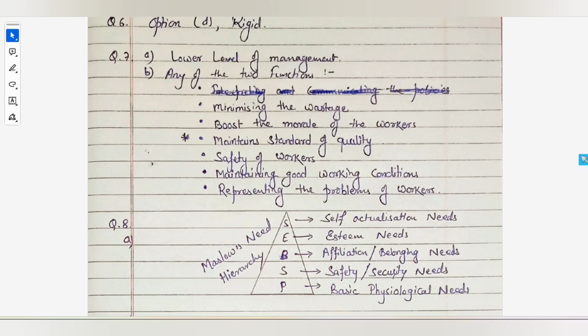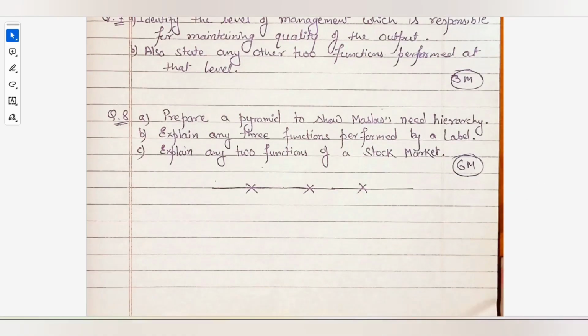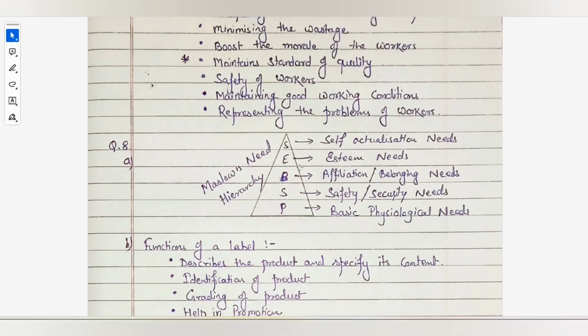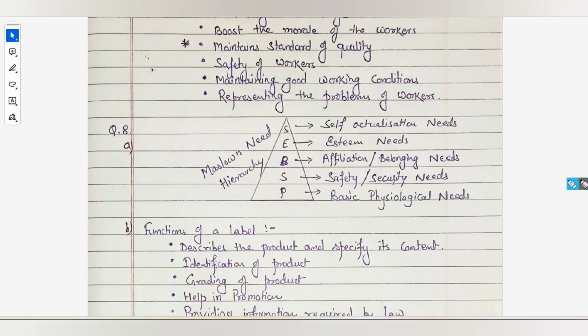Now let's move to the last question of the worksheet. This question carries three parts. Part A: prepare a pyramid to show Maslow's need hierarchy. My focus was only to recapitulate, to revise the Maslow's need hierarchy theory. That is why I have taken this question. I know that it is a very easy one, but definitely a very important part also.